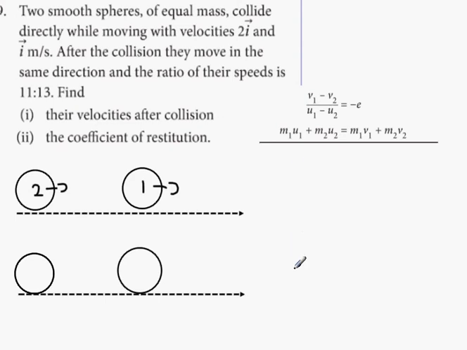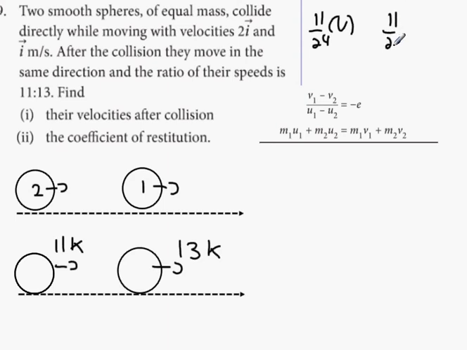Now here's the problem with a ratio. A ratio could mean that's 11 and 13. Now that's not going to happen, is it? Because it was going 2 and 1 in the first place. So it's going to be 11 parts of some number and 13 parts of some number. So we're going to use a letter k. So k is more than likely a fraction. It's almost like, if you did a ratio before, 11/24 of some speed is this one here, and 13/24 of some speed is the other one.